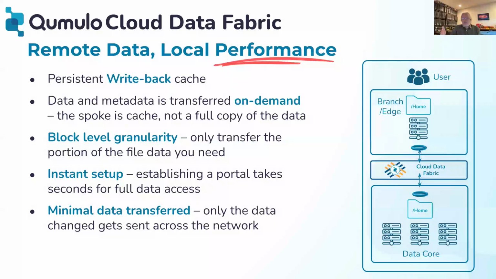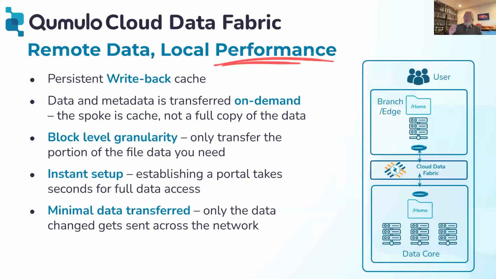So actually, either of these can be any sort of Cumulo cluster. It can be a 1-node edge cluster. It could be a 100-node cluster with a terabyte per second throughput, for either the branch or the core. The connection between those two is what we call a portal. The branch or the edge is a cache, and it's a write-back cache. And that is how we get this local performance for remote data.